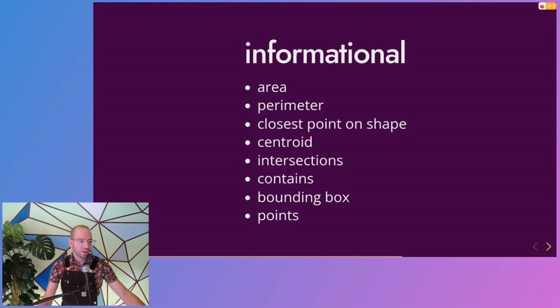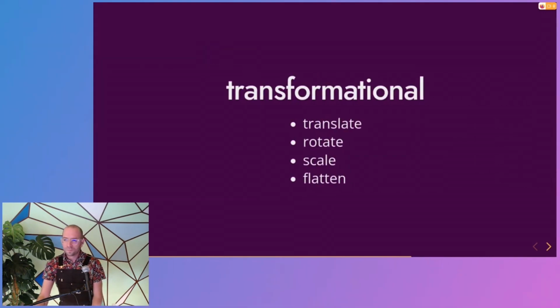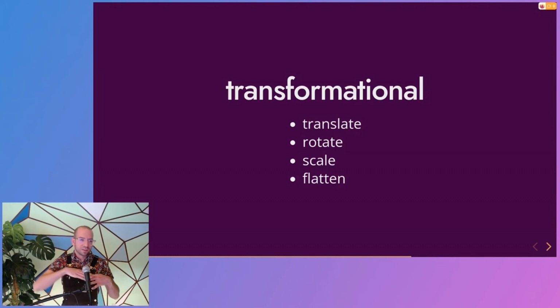Whether a shape contains a certain point in its area. Again, the bounding box, and then its points, as its control points. And of course, we can do simple transformations like moving it, rotating it, scaling it, and flattening it. So taking a smooth shape and turning it into a segment of lines, which artistically or computationally can be really helpful.